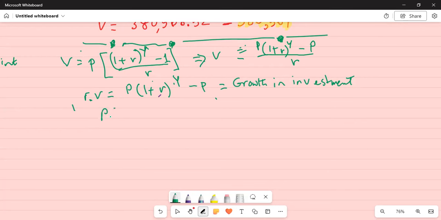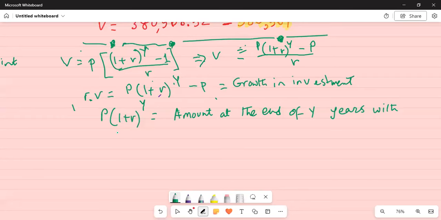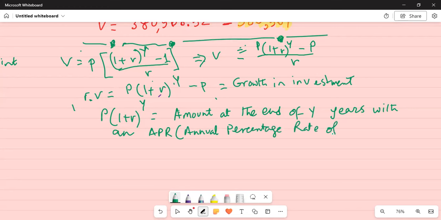P times (1 plus R) exponent Y is the amount at the end of Y years with an annual interest rate, with an APR, or annual percentage rate, of R.